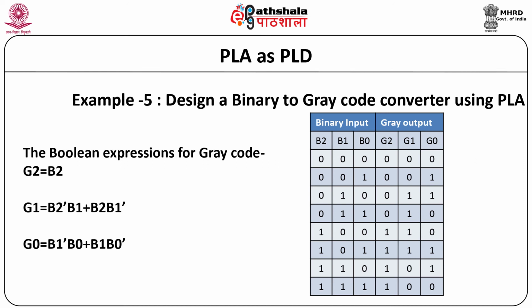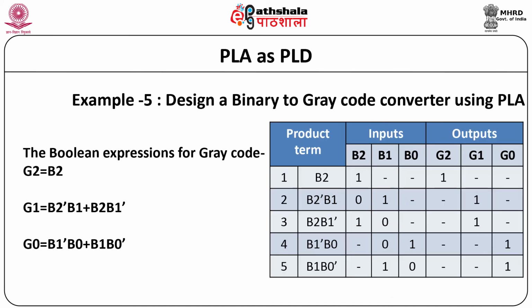The Boolean expression for gray code in terms of binary numbers is given by G2 is equal to B2, G1 is equal to B2 bar B1 plus B2 B1 bar and G0 is equal to B1 bar B0 plus B1 B0 bar. Let us prepare the programming table.